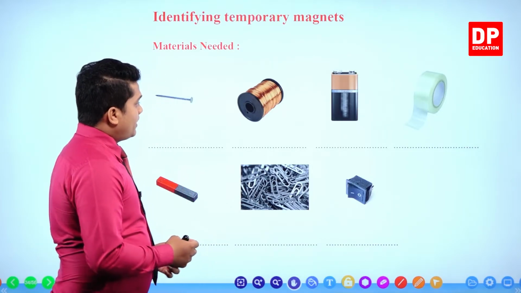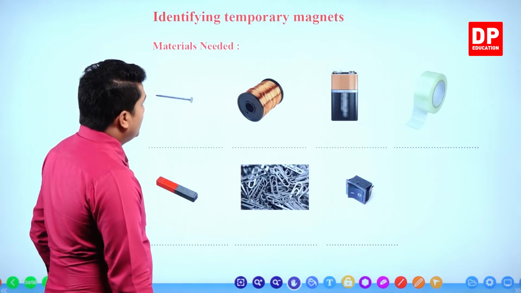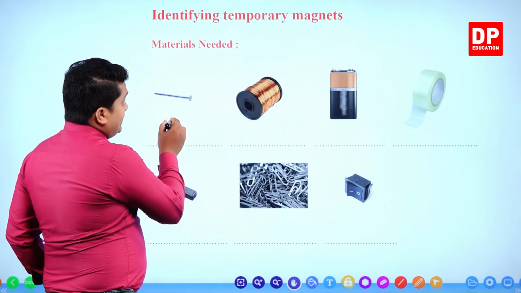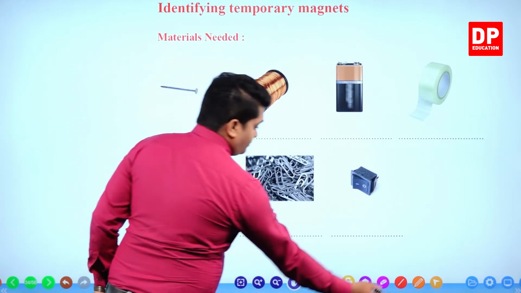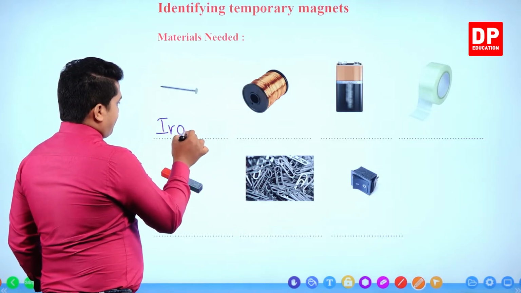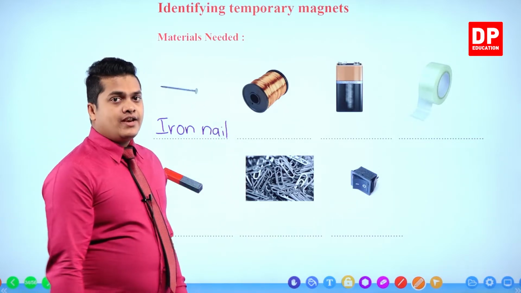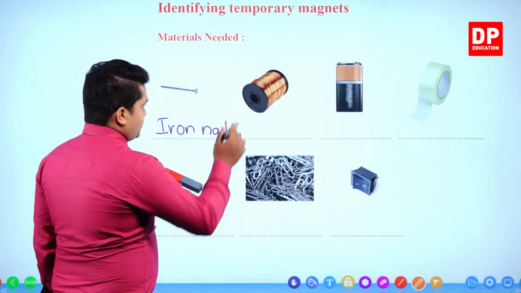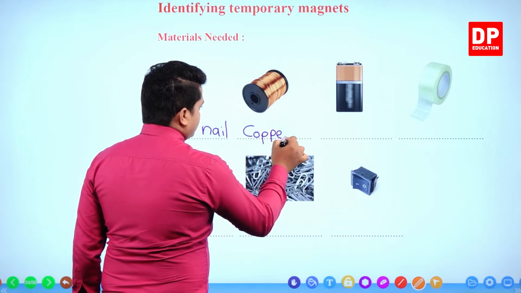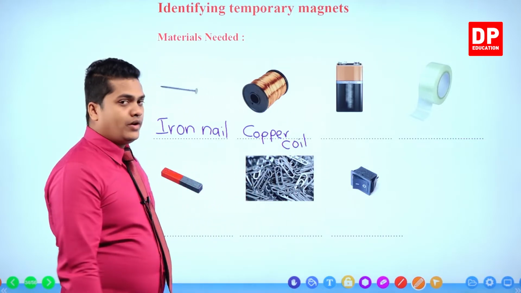So let's see what materials we need in making this temporary magnet. You'll be needing an iron nail first. Next one, a copper coil.